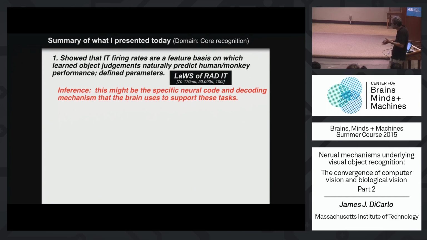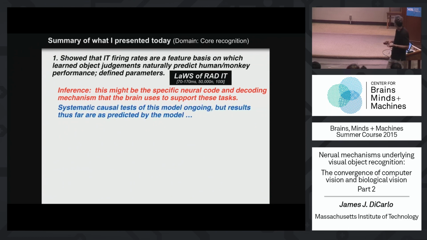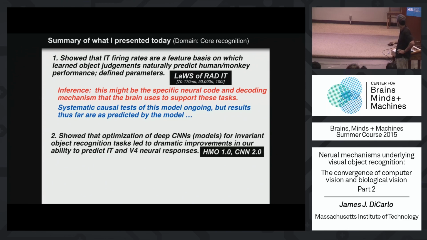The inference is this might be the specific neural code and decoding mechanism that the brain uses to support these tasks. That's what we'd like to think. But now we're trying to do systematic causal tests, and we talked a lot about trying to silence bits of IT as one example of that. And the tools are still not where we'd like them to be, but you see we're making progress there.